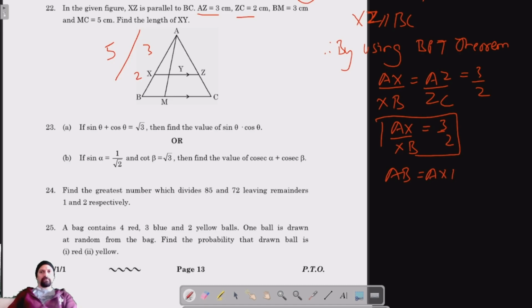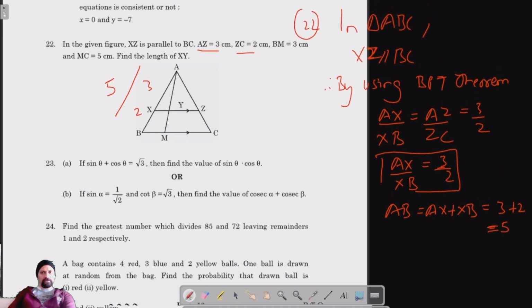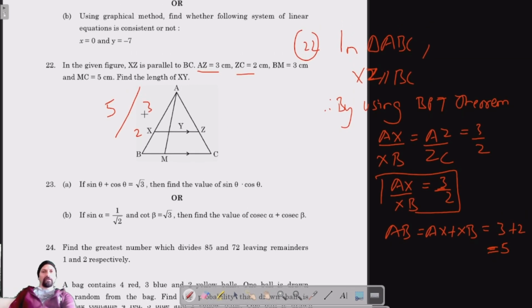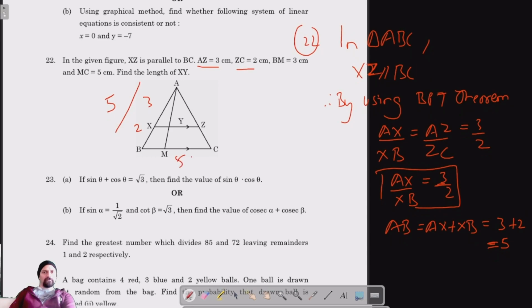So AB is equal to AX plus XB, which is 3 plus 2, which is 5. Actually, these are in proportion, but if we take them as multiples of some constant, 3x and 2x, the x will cancel out and we will still get the same value. Now it's given that MC is 5 centimeters, AZ is 3, ZC is 2, BM is 3, and we have to find the value of XY.